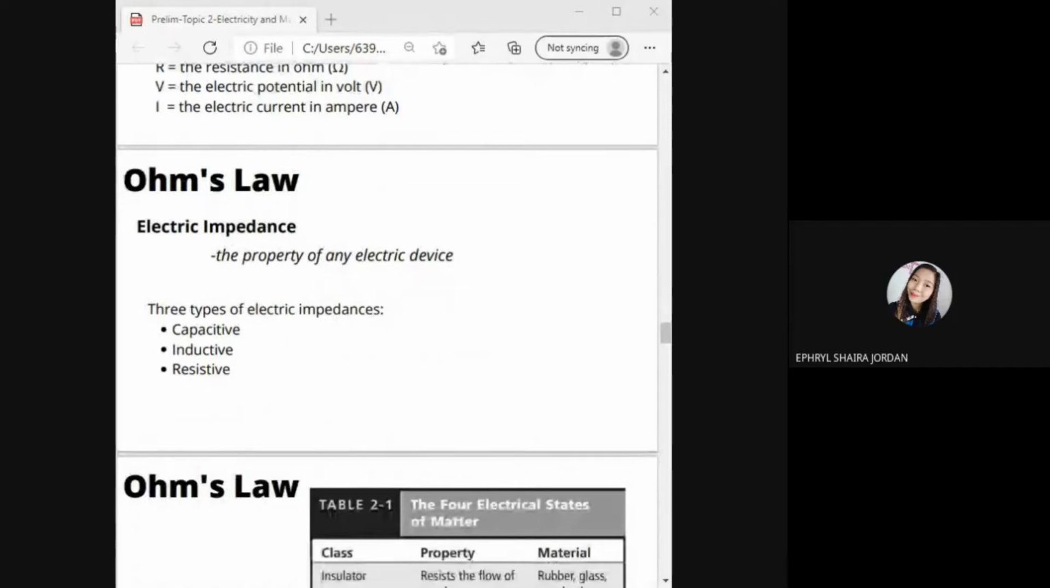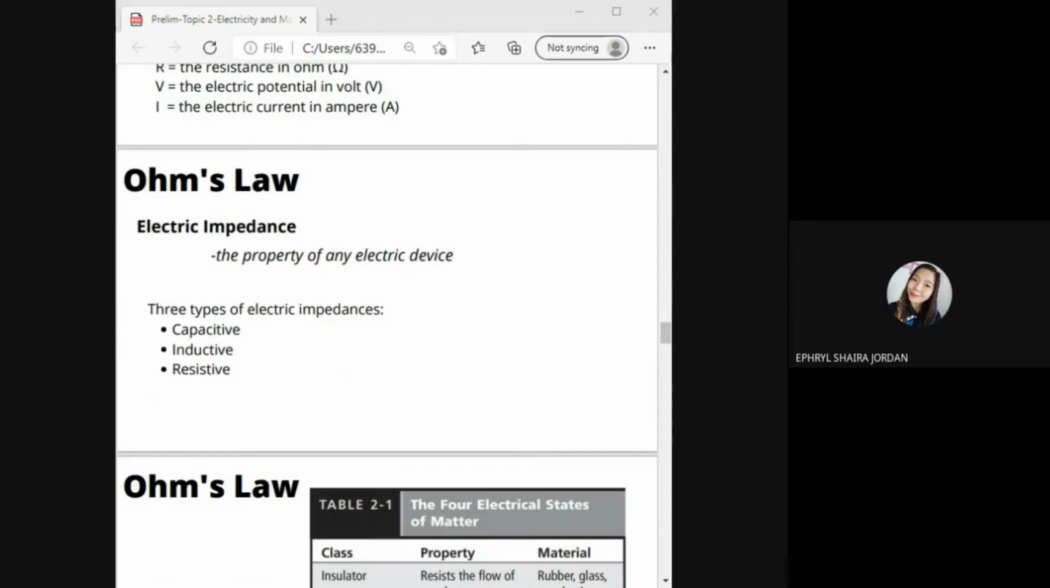Actually, electrons do not flow unimpeded in a circuit. They don't just flow freely. They behave much like an individual walking along a crowded sidewalk, bumping into people. So electrons bump into other electrons of the conductor. This property of any electric device is called impedance. This electric impedance is a function of the size, shape, and composition of the conductor or circuit element.